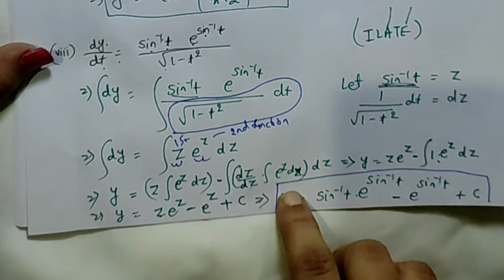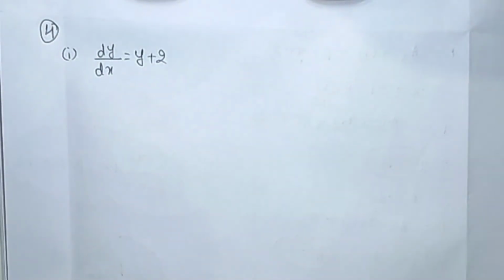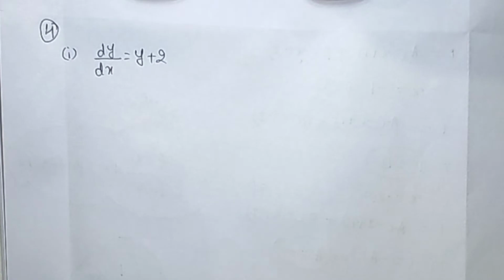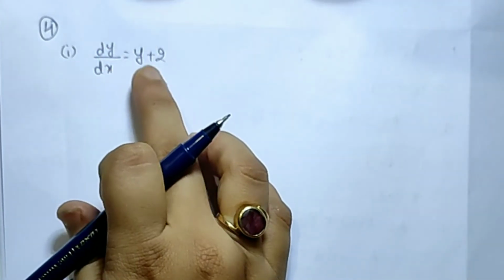Here question number 3 is completed. Now move to question number 4. Question number 4 is: solve the following differential equation. This is the first question, dy by dx is equal to y plus 2.